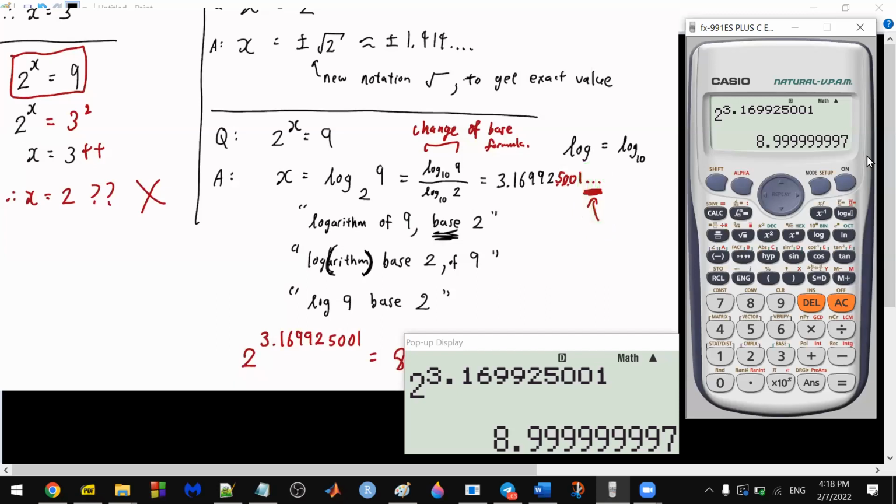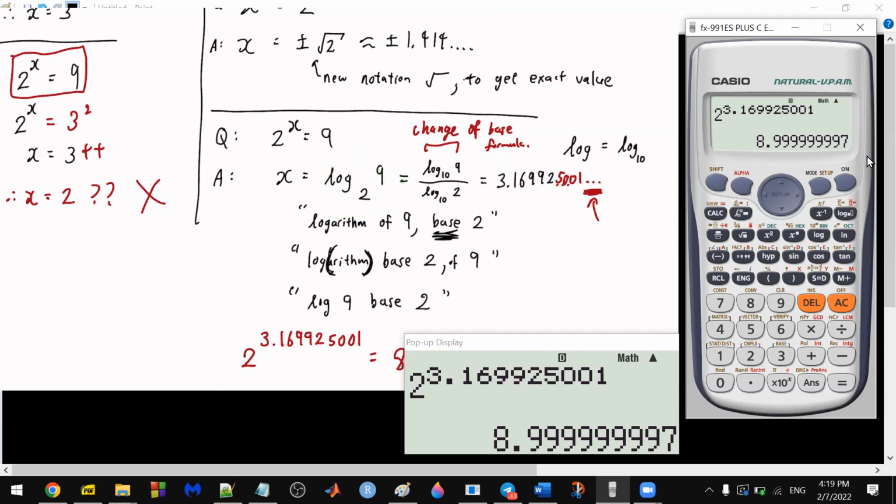We haven't keyed in anything exact. It's not exact, yes. So just keep 999. It will never reach 9. It's almost 9. So in order for us to get the exact value, we have to come up with an exact notation, which is this guy, log 9 base 2.